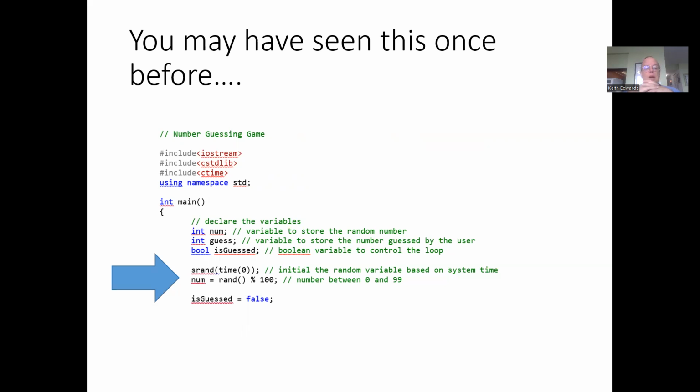So what we have in the two lines that are highlighted by the arrow is the initial random seed based on the system time. We need to include ctime and cstdlib to do this. And then the num is that random number modulo 100. So that'll give a number between 0 and 99. If we wanted between 1 and 100, we could add 1 to that.